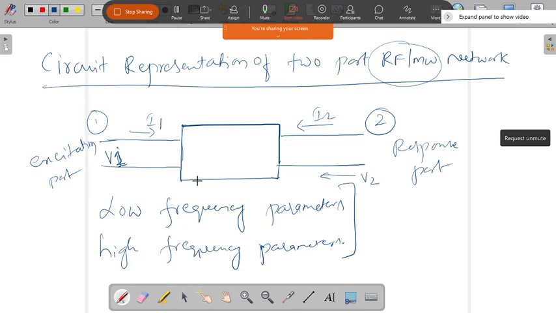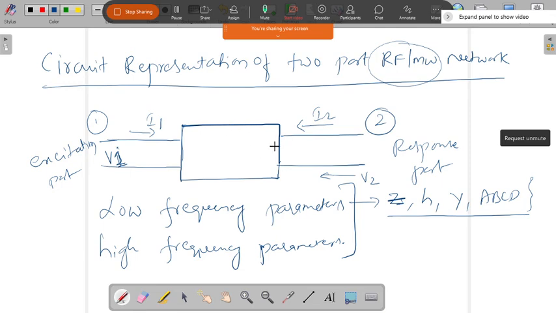There are many low frequency parameters to characterize this two-port network. So what are all those parameters? You might have studied in your network analysis: Z parameters, H parameters, Y parameters, ABCD parameters. Is it not? So these are the low frequency parameters with which we can characterize the two-port network, based on the parameters we obtain.